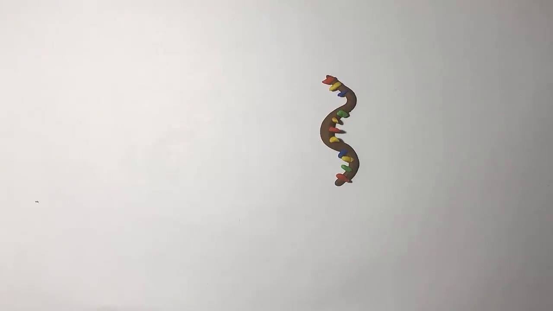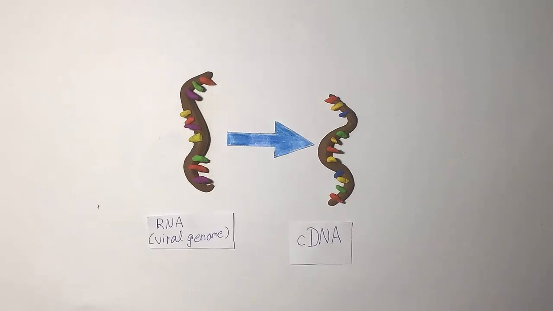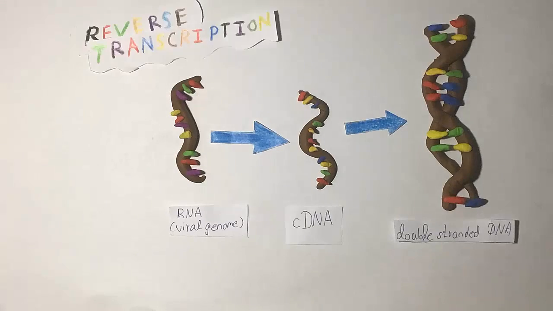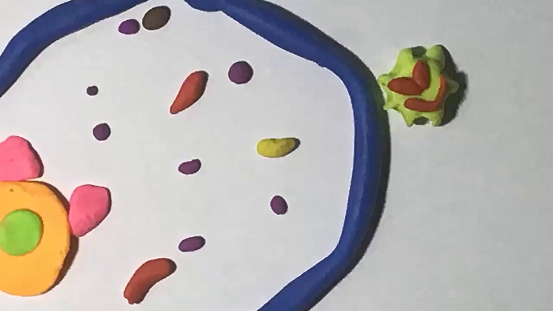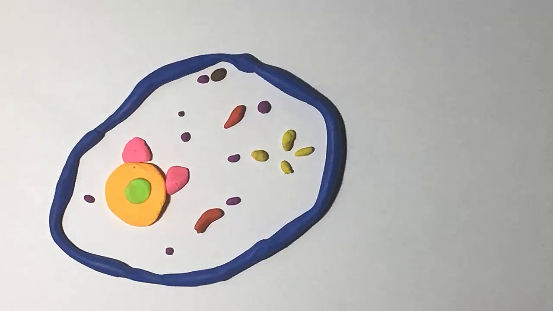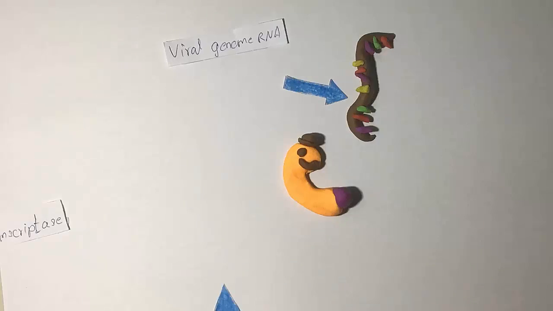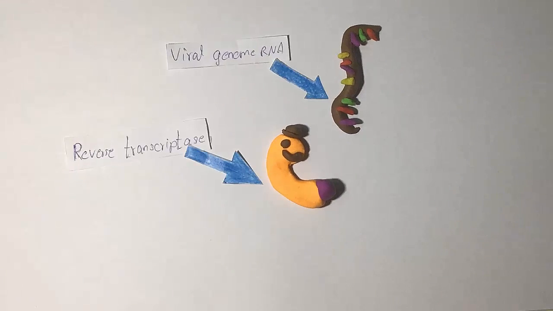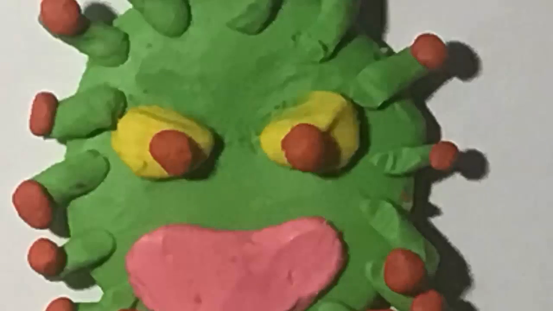In short, in reverse transcription, cDNA is produced from the viral genome and the double-stranded DNA is produced from the cDNA. Viruses like retroviruses inject their genetic components and enzymes necessary to hijack the host cellular machinery, the most important of which are viral genome RNA and enzymes like reverse transcriptase. In this video, we will be teaching you how this reverse transcriptase works so that you can conquer the world.